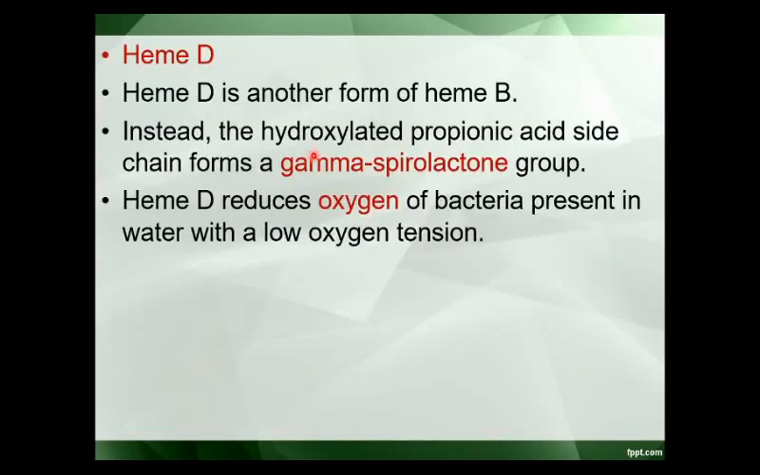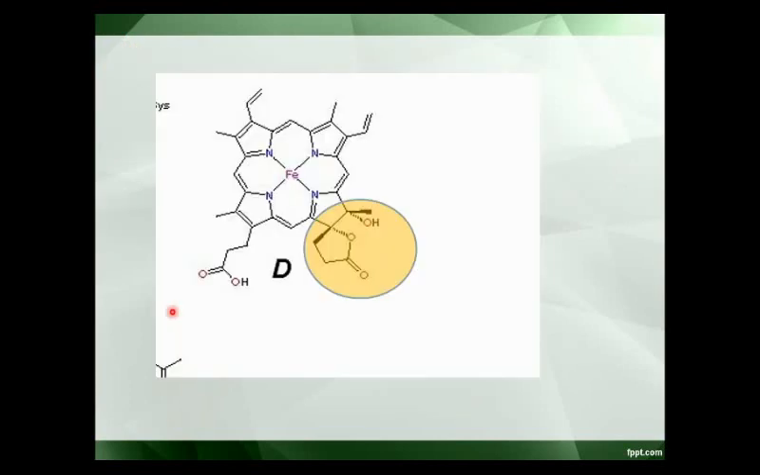Heme D. Heme D is another form of heme B. Instead of the hydroxylated propionic acid side chain, a gamma spirolactone group is present. Heme D reduces oxygen in bacteria present in water with a low oxygen tension. Here we can see the spirolactone group which is present in heme D.